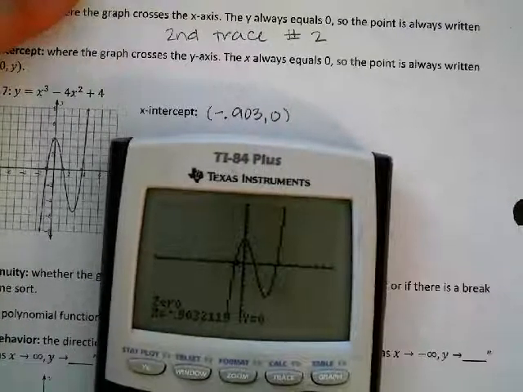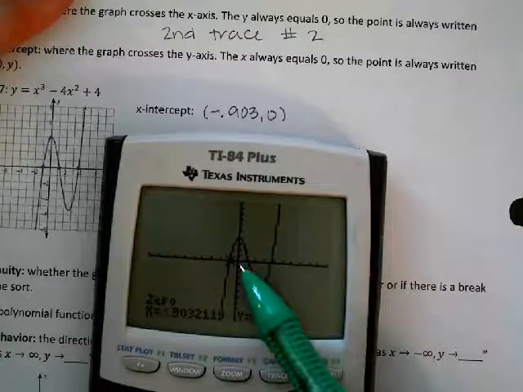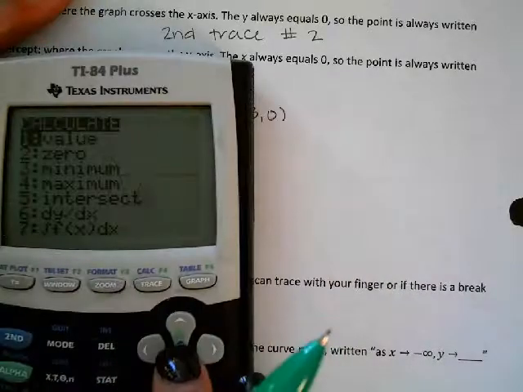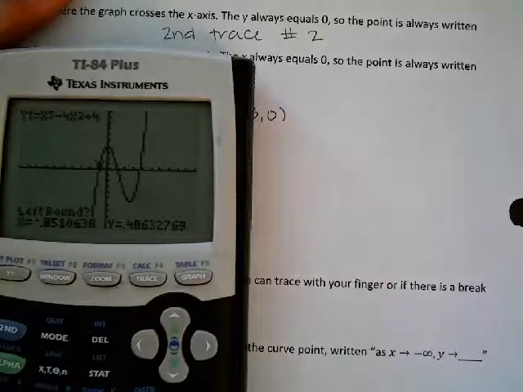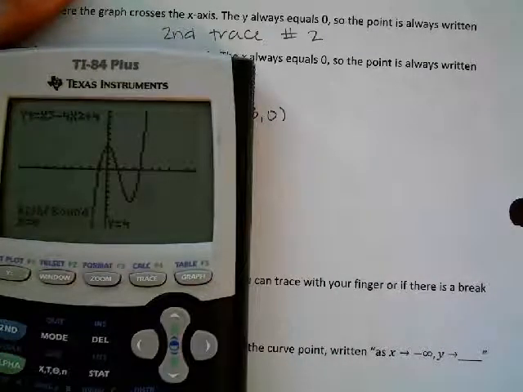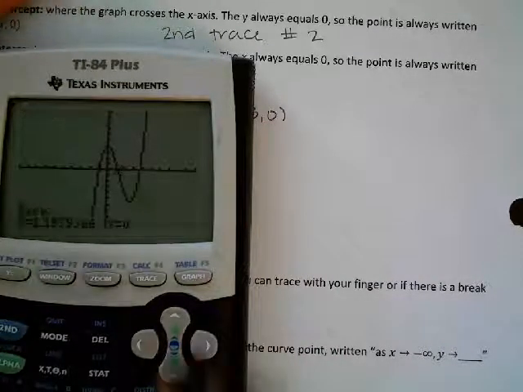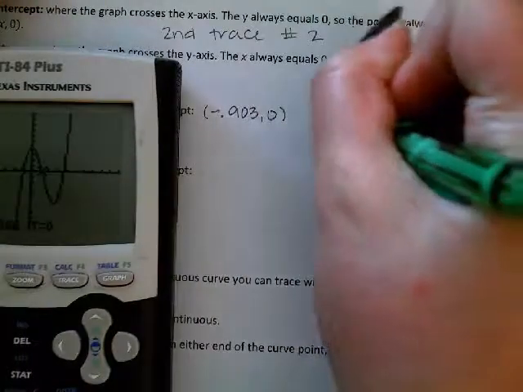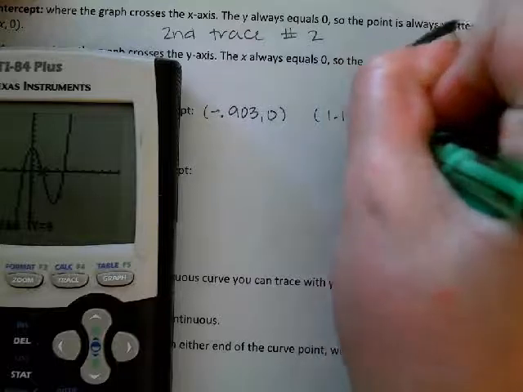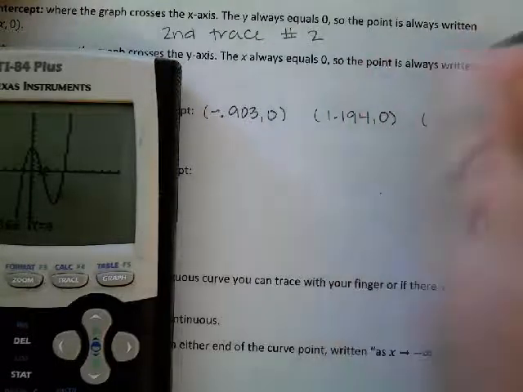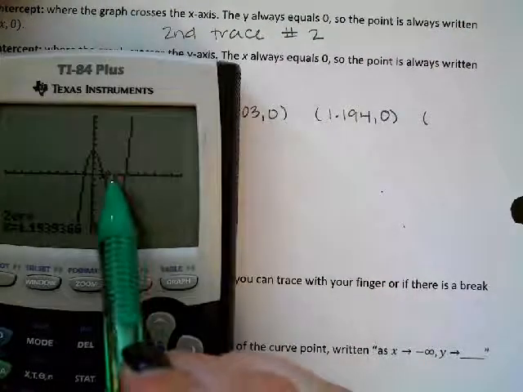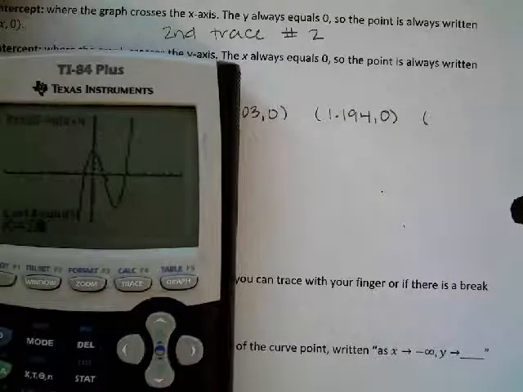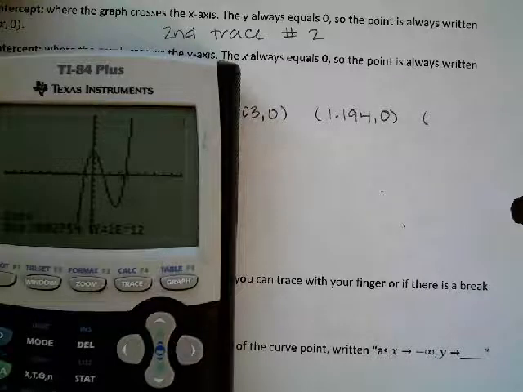The next one, I'll just look between maybe 0 and 2 or 0 and 3. So second trace number 2, I'm looking between 0 and 3. 1.194, 0. And then the next one I'll do between 3 and 5, somewhere in there. Left bound is 3, right bound is 5. 3.709.